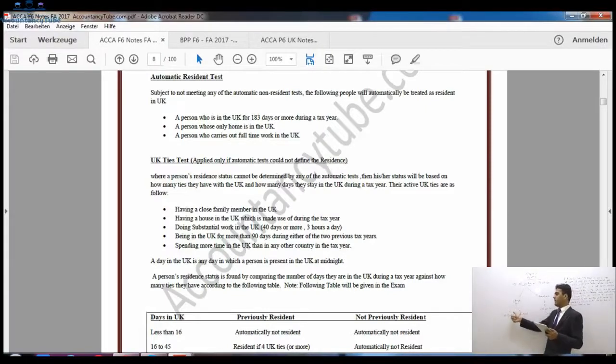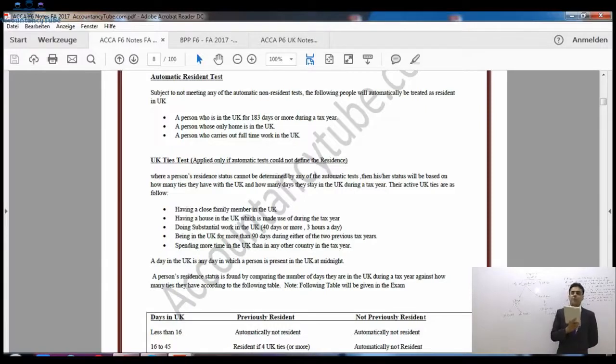If we cannot determine our residence status with the help of automatic tests, then we have to go to the manual test, which we will see later. All right. So earlier we have seen the non-residents under the automatic tests. Now we are going to see the UK residents under the automatic tests. So what are these tests? Automatic resident tests, subject to not meeting any of the automatic non-resident tests. So if you haven't met any of the non-resident tests, then you have to look at the automatic resident tests.